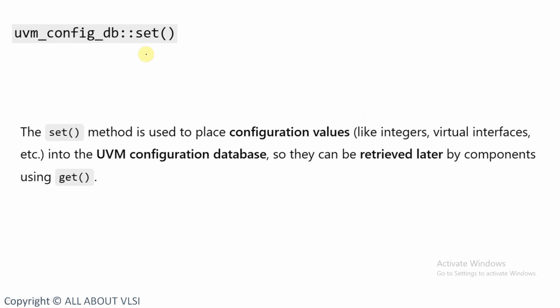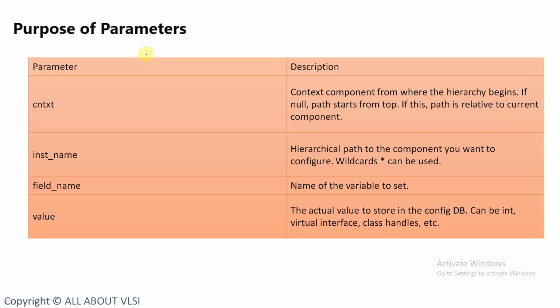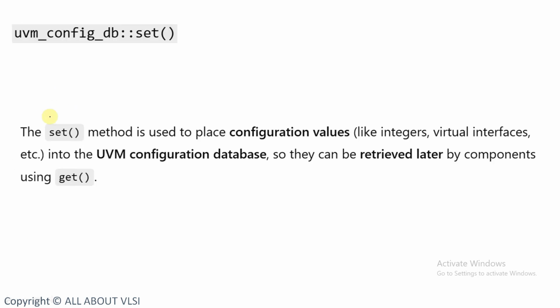Let us try to understand how this UVM config DB set is working. The set method is used to place configuration values like integers, virtual interfaces, etc. into the UVM configuration database, so they can be retrieved later by components using get. That we have seen already. This set method has four arguments: context, instance name, field name, and value. So let us try to understand what this context is.